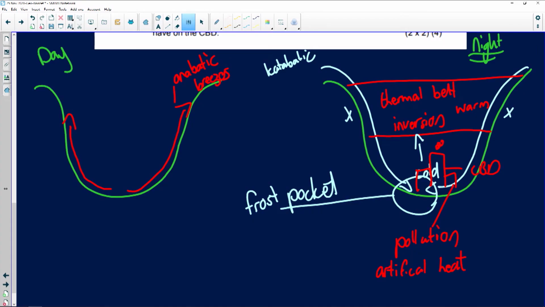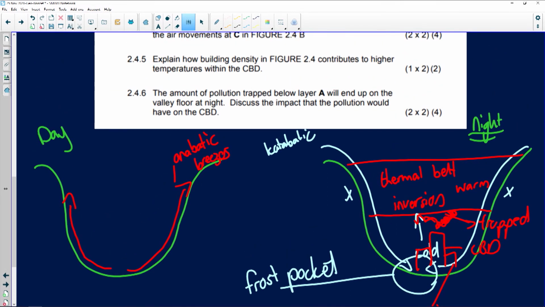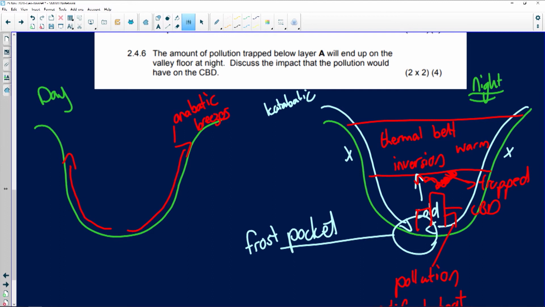And if you look at CBDs, most likely there's less vegetation, because it's built up with artificial surfaces such as tar road surfaces and concrete buildings, and they absorb so much heat. So they're creating warmer conditions. But now, with this inversion layer above, what happens to all that pollution? It tries to escape, but it can't. It's trapped, creating nasty conditions to live in. Anyway, that's the thermal belt inversion being explained over there.